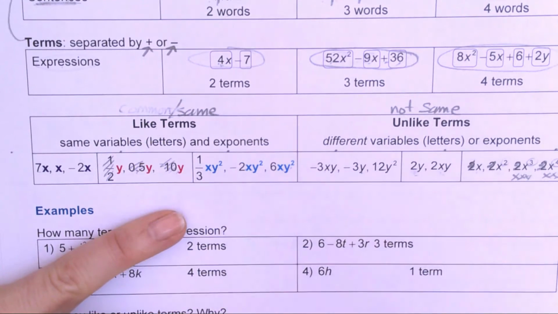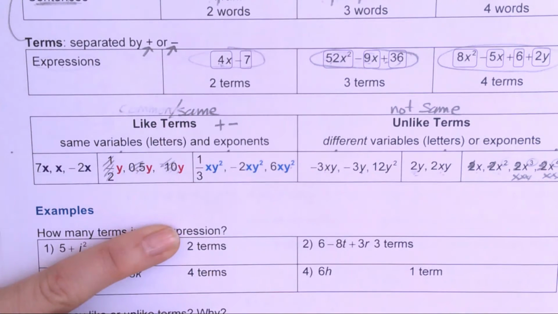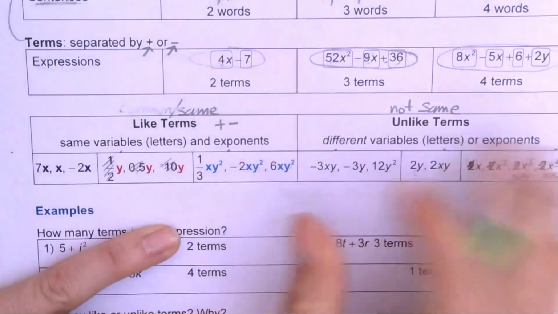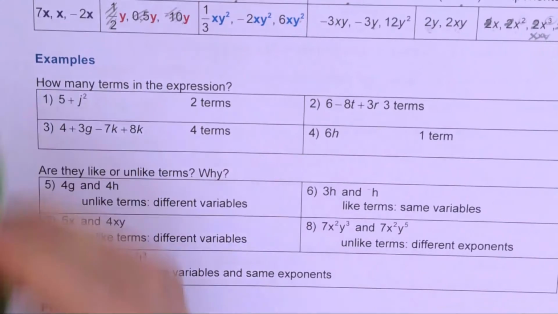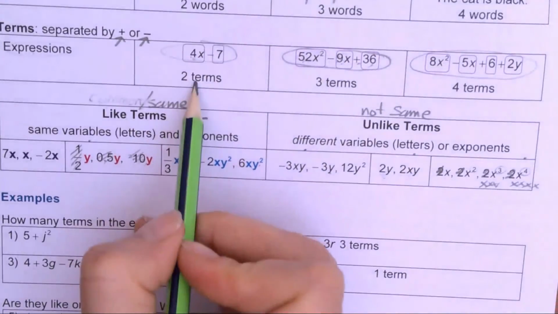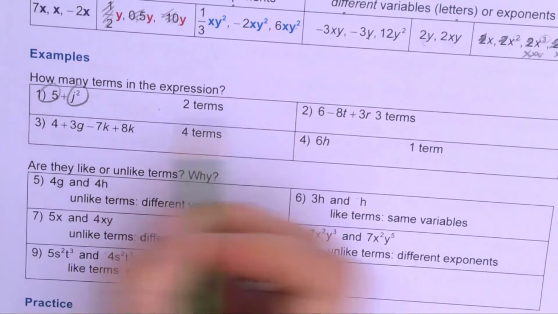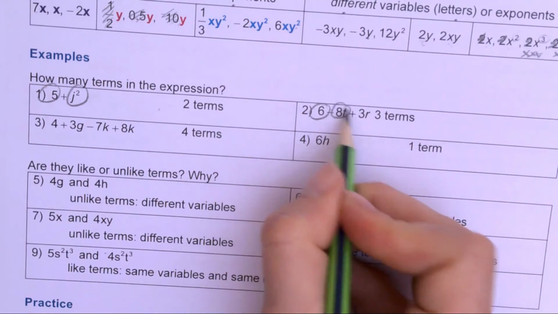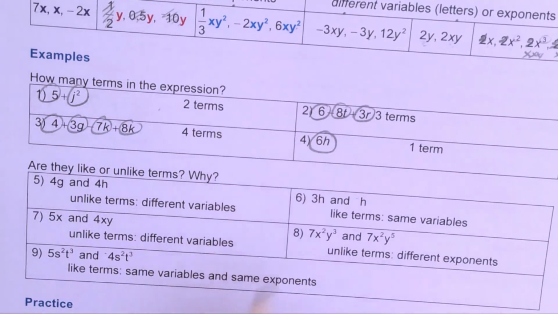Now, why do we care? Because we can only add and subtract things that are like terms. Okay, if they're unlike, we can't add and subtract them. All right, so let's look. How many terms? So remember, terms, there's 2 terms, 3 terms, 4 terms. They're like words. So here's 2 terms, 3 terms, 1, 2, 3, 4 terms, 1 term.